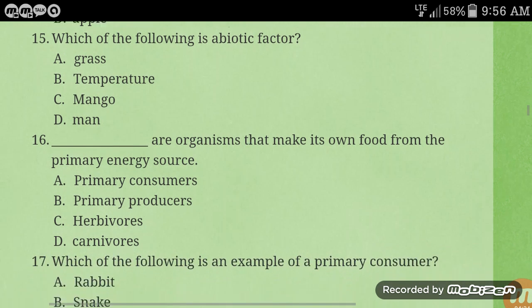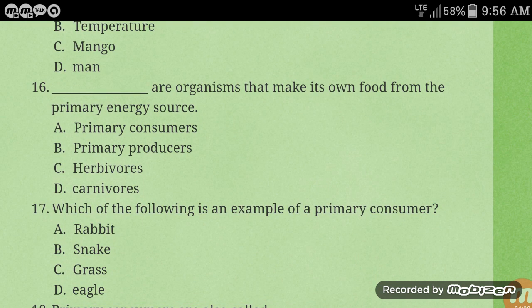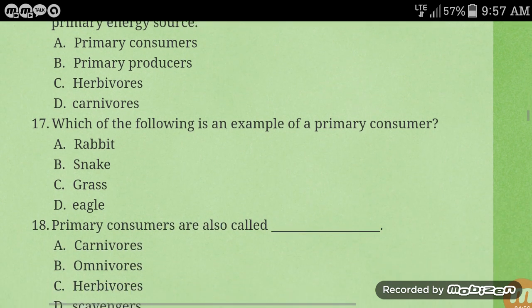So it's letter B. Number 16, blank are organisms that make their own food from the primary energy source. Primary energy source is the sun. Okay, so the answer here is letter B, primary producers, or just the producers itself, the plants. Okay, so the primary source of energy is the sun. Okay, so the answer here is letter B.